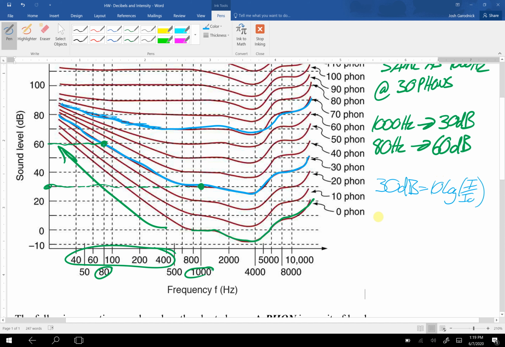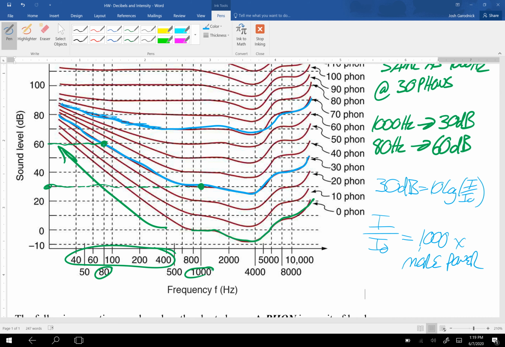And when you do this, you get that I over I naught is 1,000 times more intense, which also means, because there's a direct relationship to power, you need 1,000 times more power. That's nuts. So the point of this is that if we want to hear 80 hertz the same way it sounds to us on our ears as we hear 1,000 hertz, you have to crank up that volume, like the power, 1,000 times, because we just don't hear lower frequencies as well.